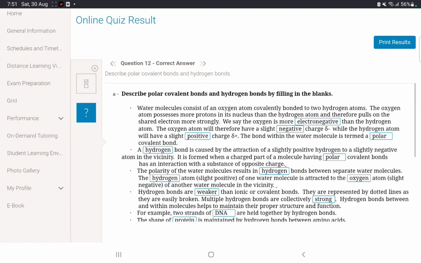We say the oxygen is more electronegative than the hydrogen atom. The oxygen atom will therefore have a slight negative charge, while the hydrogen atom will have a slight positive charge. Just like I said, more electropositive is the hydrogen, more electronegative is the oxygen. The bond within the water molecule is termed a polar covalent bond. Within water, polar covalent bond.